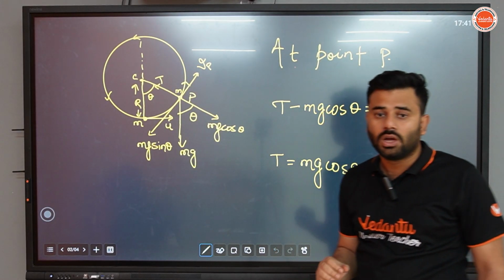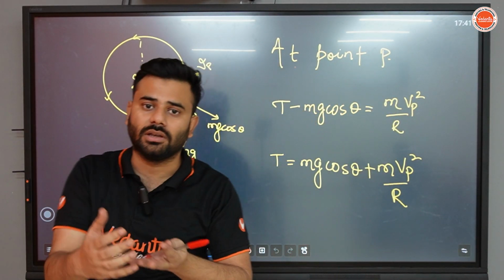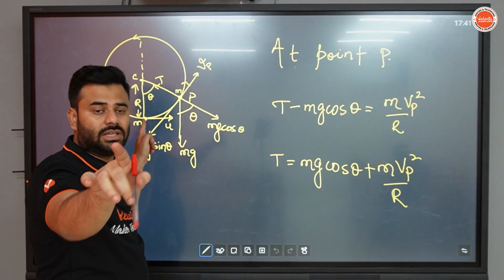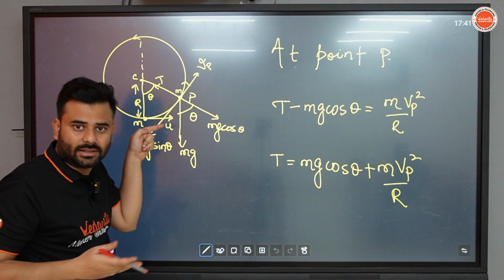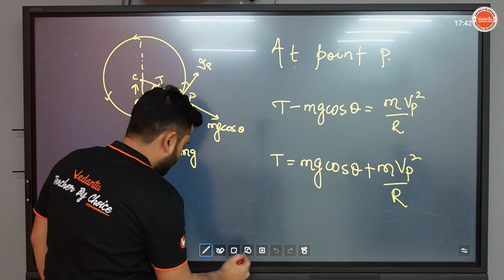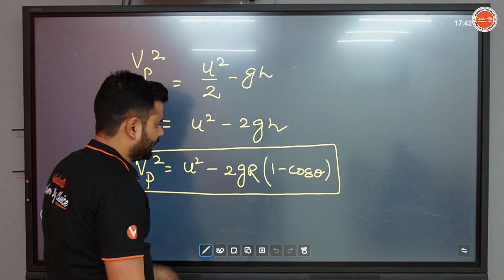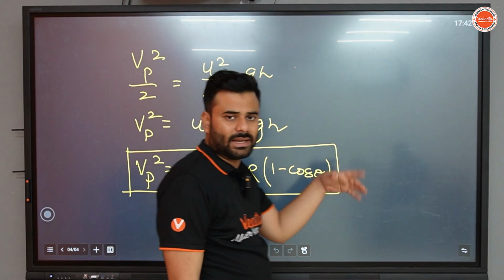So what do we have to do? We have to replace it by something which we already know. What do we know? We know the velocity at the lowermost point. This is the velocity given by us at the lowermost point. So now we have successfully done that. Vp square is equal to U square minus 2GR into 1 minus cos theta.